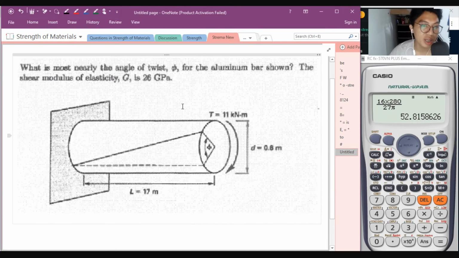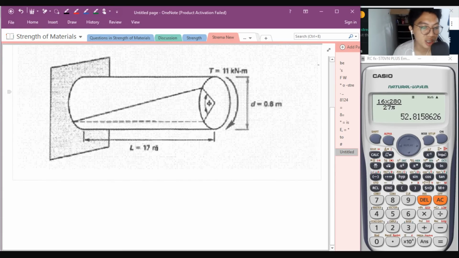So, what most nearly the angle of twist? For angle of twist, yan sinasabi ko sa inyo, di ba?